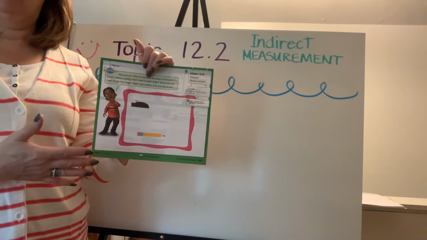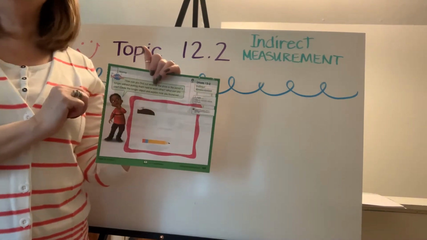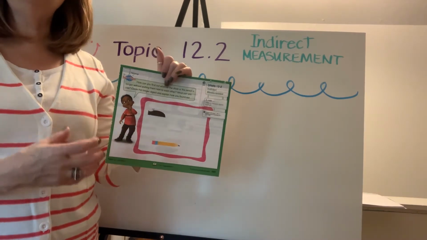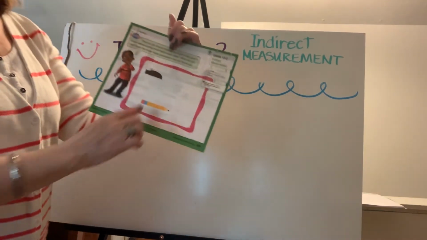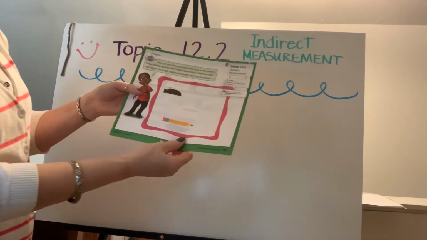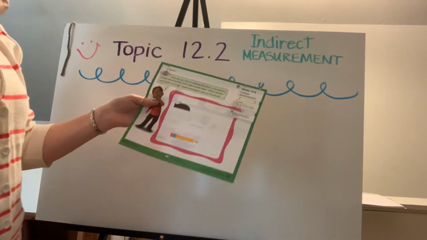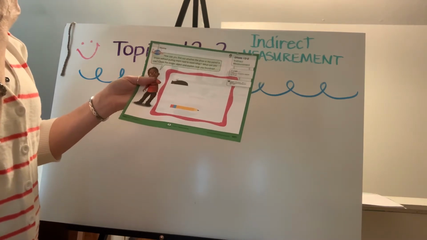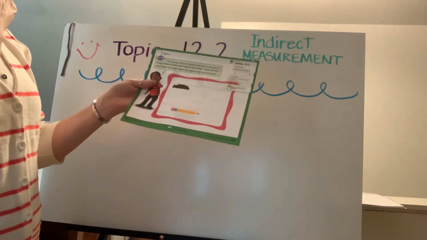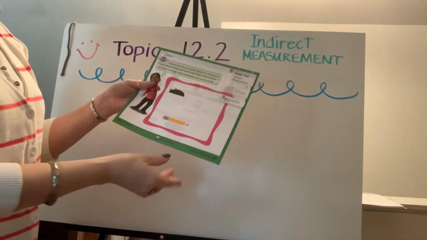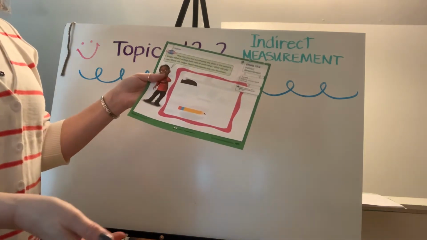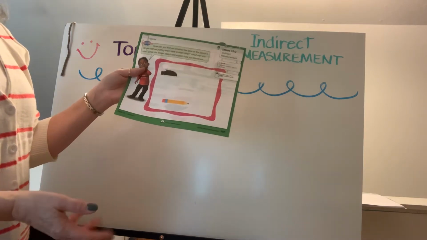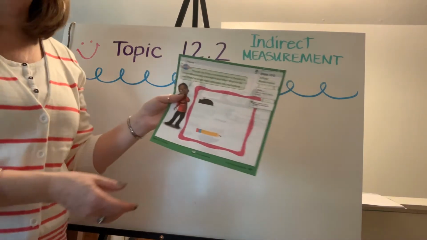We're going to be comparing, but we're not going to use a ruler or a tape measure or any such thing. We're going to do this a different way. Now, as you notice on the front of our paper, this little boy is saying, how can you find out whether the shoe or the pencil is longer without putting them next to each other? What can you use? Circle the object that is longer and explain how you found out.